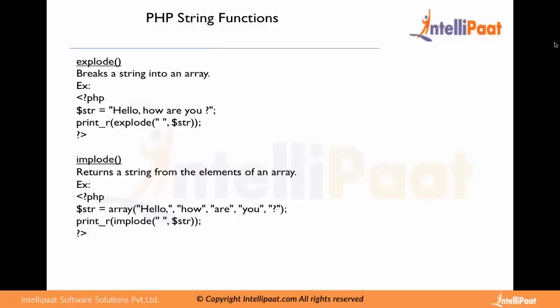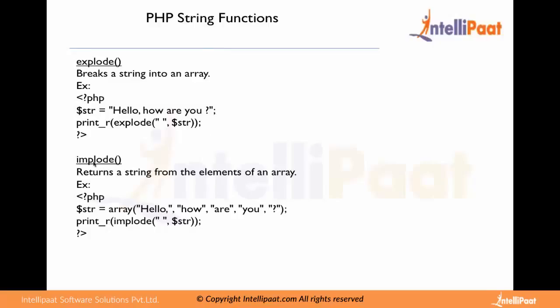Now we will see string functions. So what are PHP string functions? First one is the explode function. It will break a string into an array. Suppose I have a string and I want to break that string into small chunks of an array. So I will use the explode function. It will take two arguments: first, the delimiter by which I want to split the string, and second, the string argument. So here I'm passing a space and this string, so it will explode the string by space.